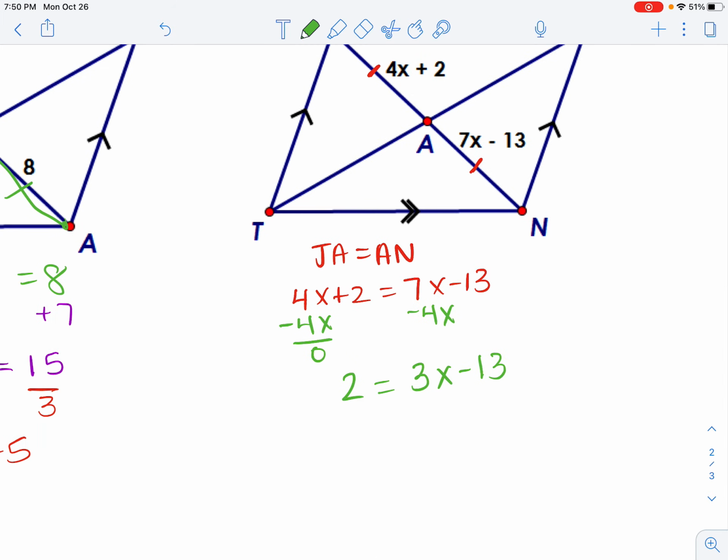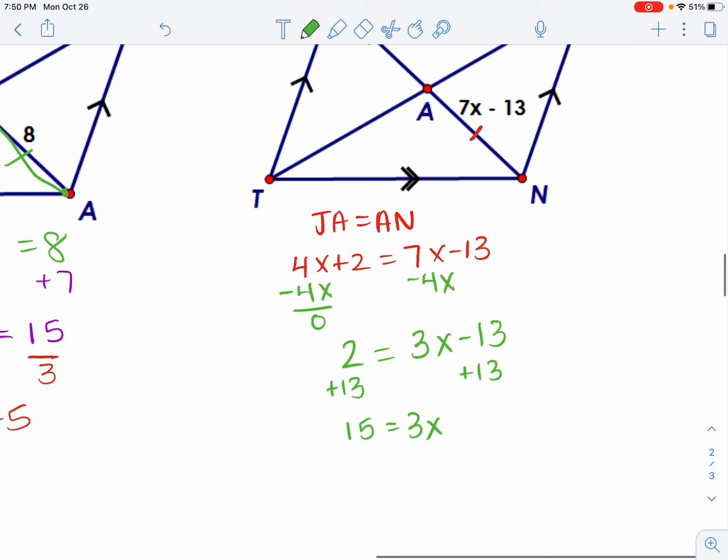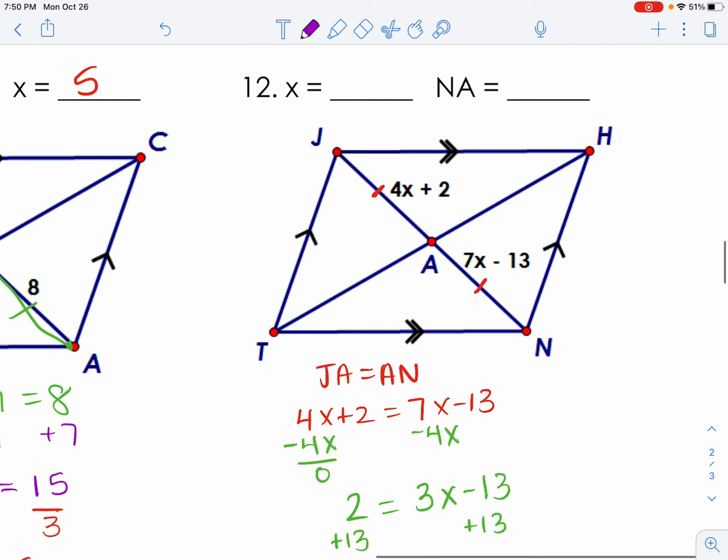Now, to continue solving this, the next thing I want to do is get rid of that minus 13, and the inverse would be plus 13. Add 13 to both sides. 2 plus 13 is 15, which equals 3x. All right, the next thing that we want to do is get rid of the 3 in front of the x. To undo multiplication, we divide. So 15 divided by 3 is 5. 3 divided by 3 leaves me with 1x. So we know x equals 5.